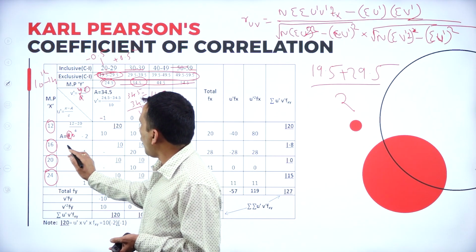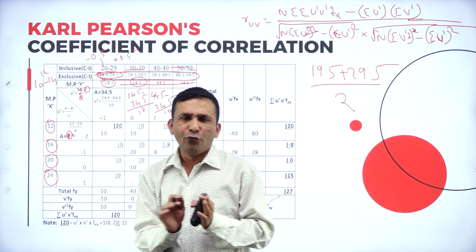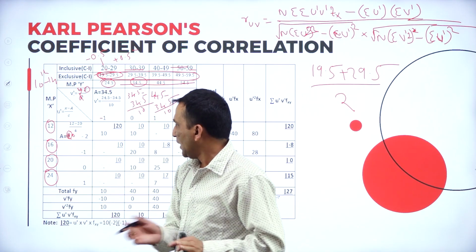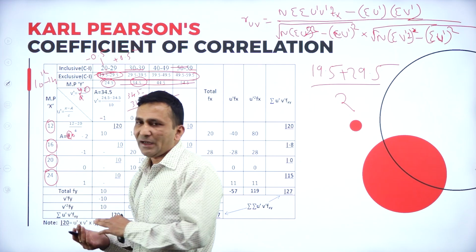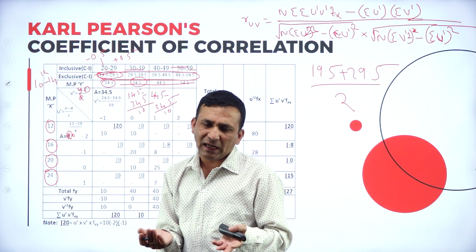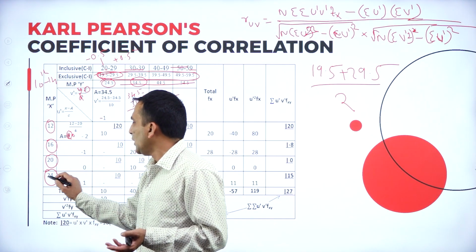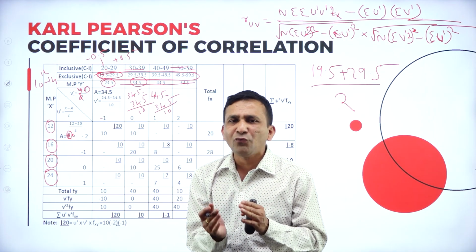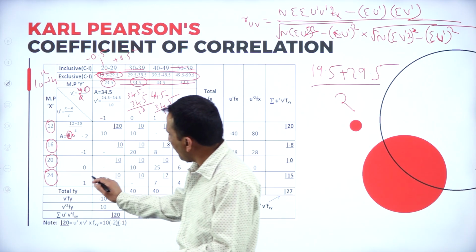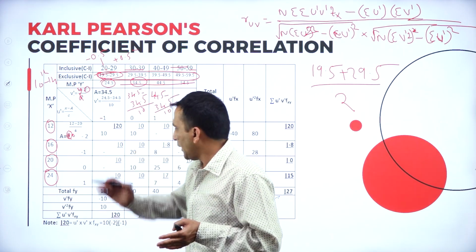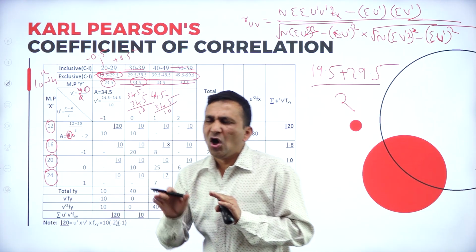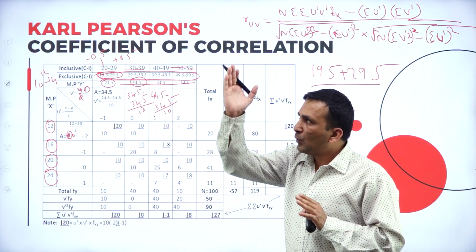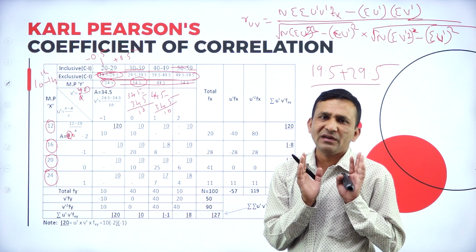And the same thing goes for 16 minus 20, minus 4 divided by 4, the equal distance, we get minus 1. Then 20 minus 20, 0 divided by 4, we get 0. The last value, 24 minus 20 is plus 4, divided by 4, we get 1. So that's it. Now what we need to do is take the frequency total horizontally, and vertically also we take the frequency total.